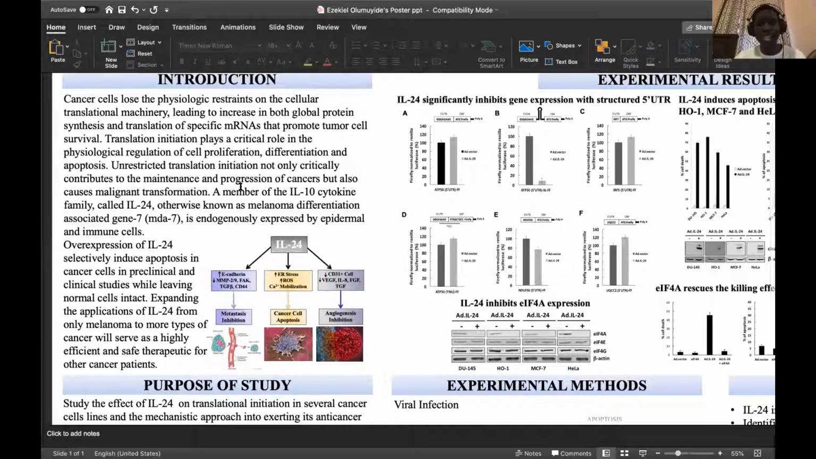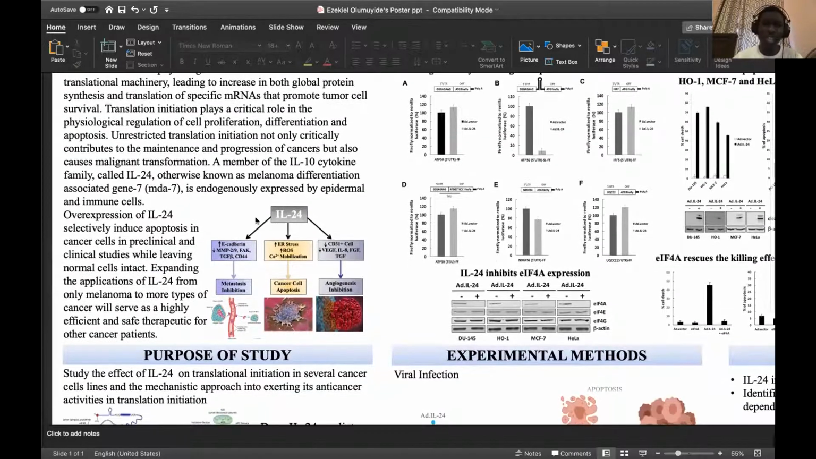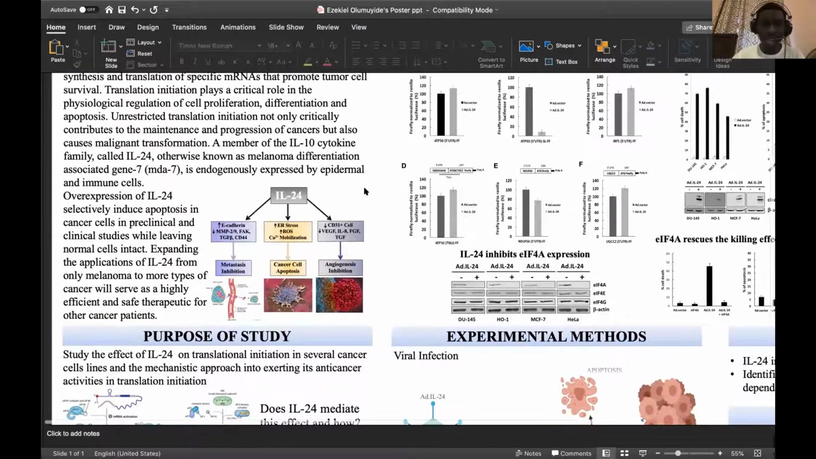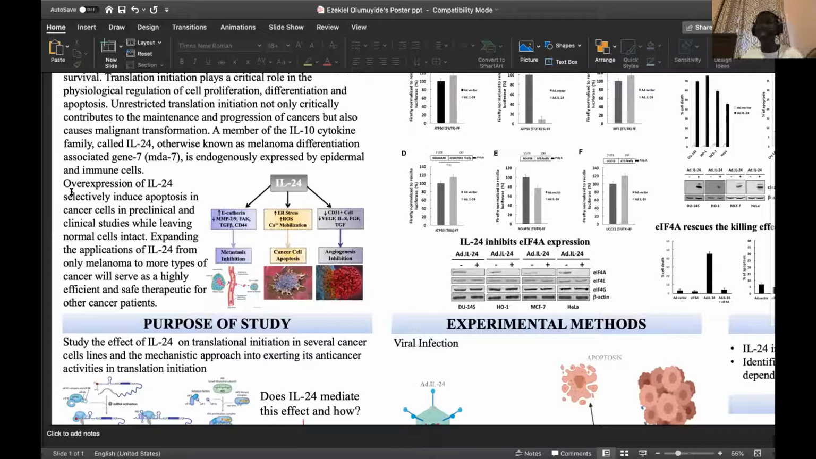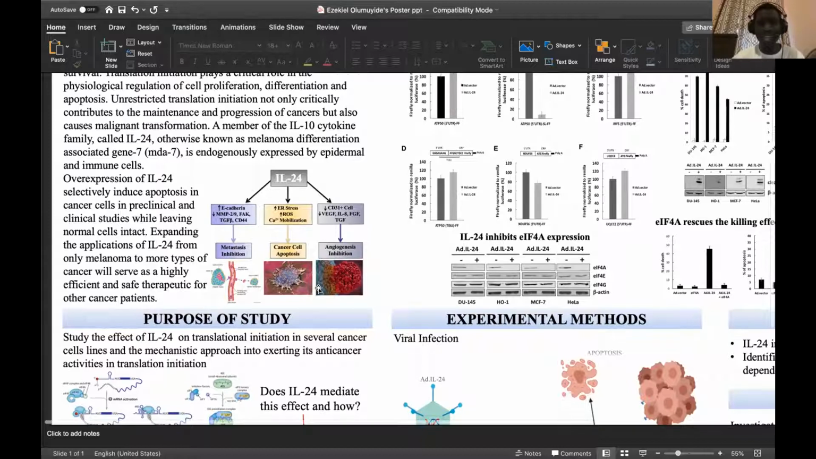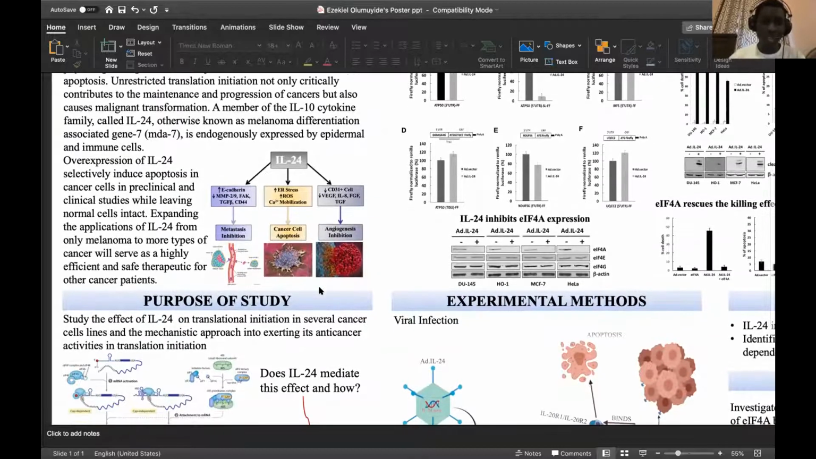So what we are investigating is a protein called interleukin 24, which is also called melanoma differentiation associated protein, and this protein is known to cause different apoptotic effects on cancer cells. An overexpression of this protein could not only induce apoptosis of cancer cells, but also inhibit metastasis and other functions of cancer cells. And what is great about this protein is that it does not affect normal body cells.